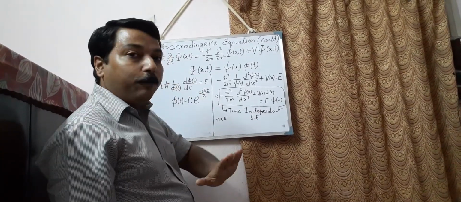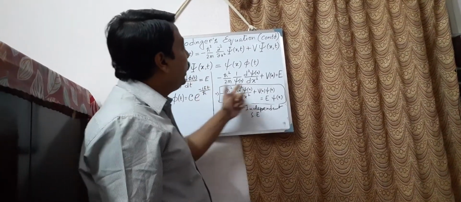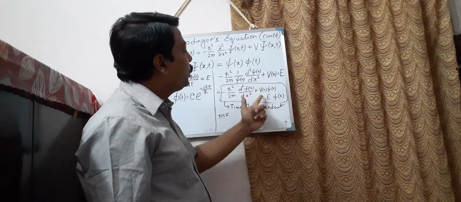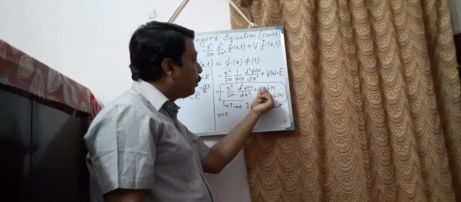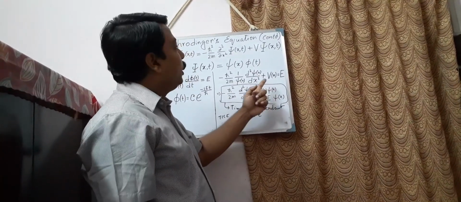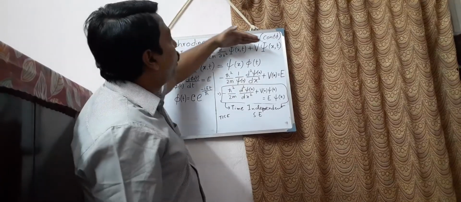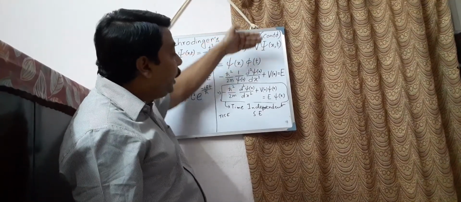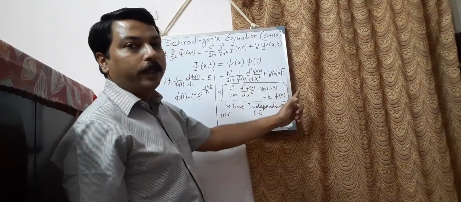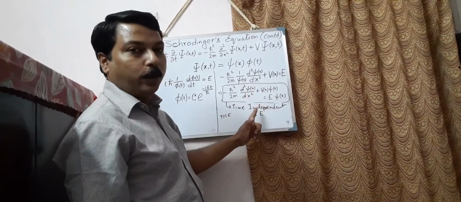So what am I left with? I am left with only this equation. If I solve this equation, because this is the equation which contains V, I will put the appropriate potential here and solve to get this small psi(x). So solving the original Schrodinger equation reduces to solving this time independent Schrodinger equation. That is why this is so important.